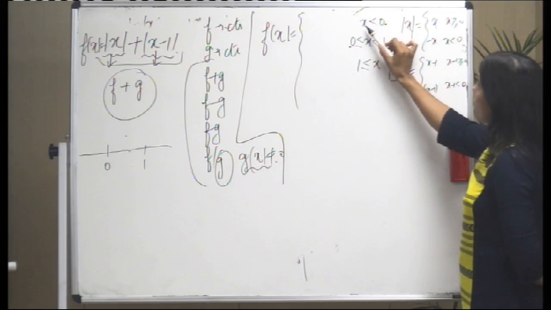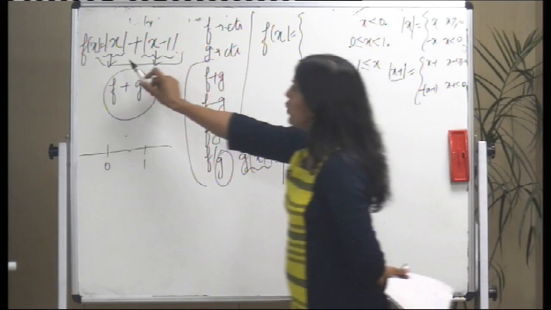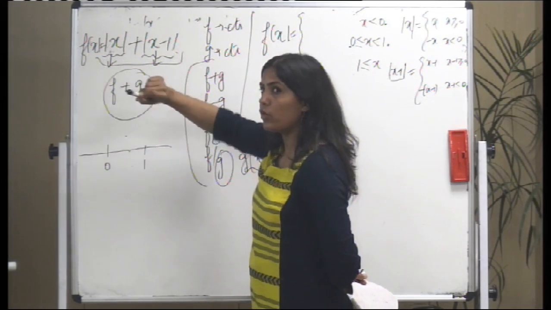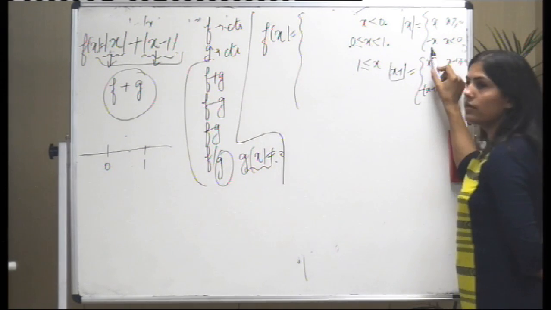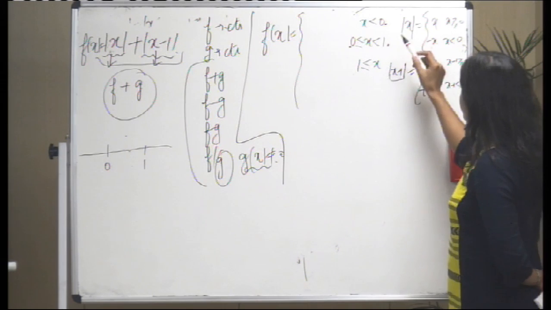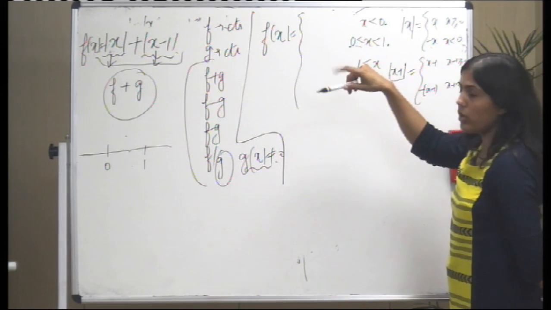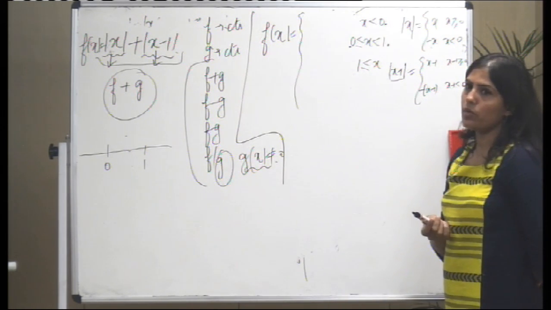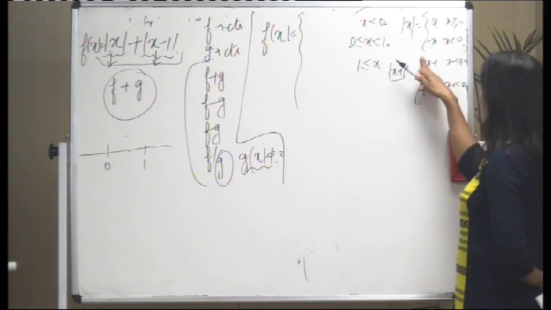So now tell me, for x less than 0, the mod x function value will be minus x. If x is less than 0, then x is less than 1 also. So what about the value of mod of x minus 1? That value will be this or this.